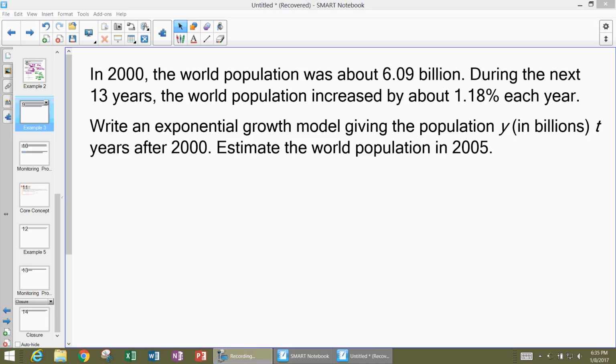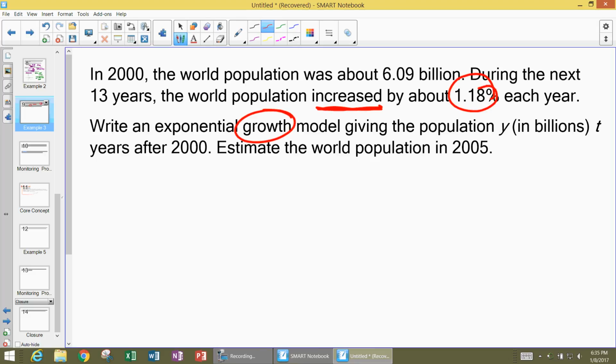Welcome back to part 2 of the exponential functions notes. We left off with this problem. In 2000, the world population was about 6.09 billion people. During the next 13 years, the world population increased, so that's going to tell me its growth, by about 1.18% each year. Write an exponential growth model giving the population y in billions t years after 2000. Estimate the world population in 2005.